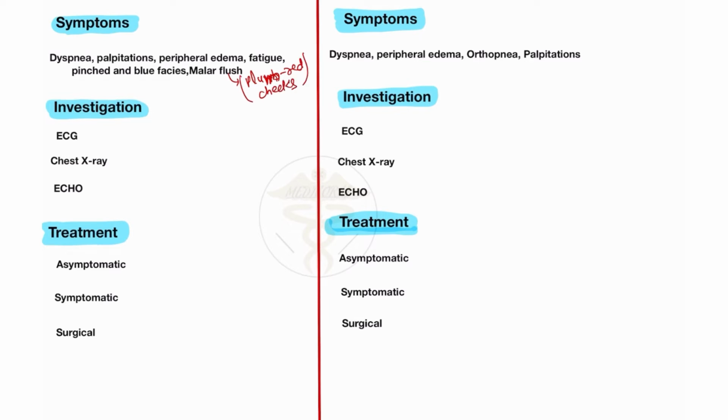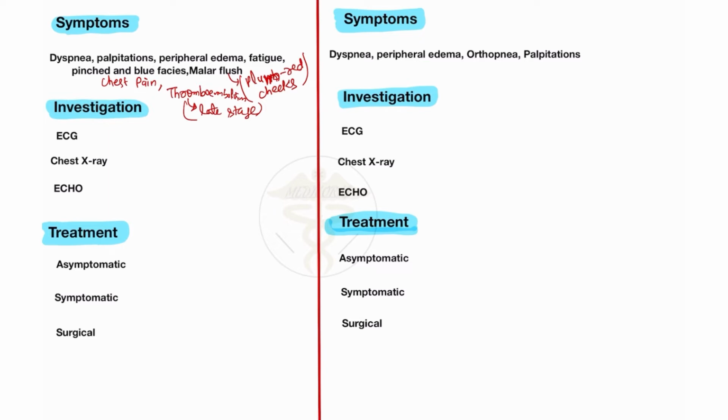In some patients it also causes chest pain. And in the later stage, when it progresses very much, it also causes thromboembolism. Embolism occurs in the late stage, not the early stage. You will see thromboembolism in the late stage of mitral stenosis.